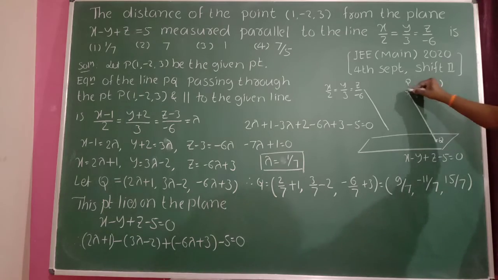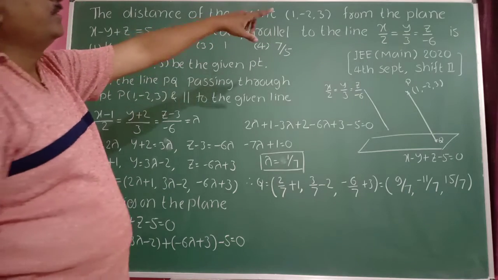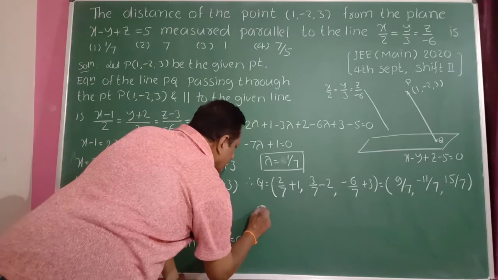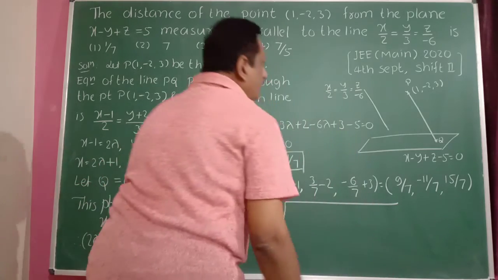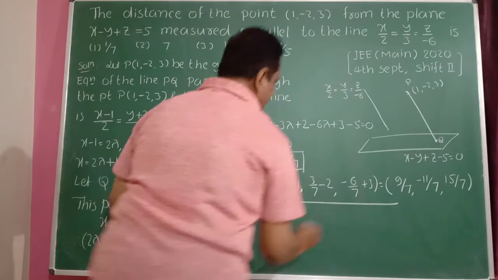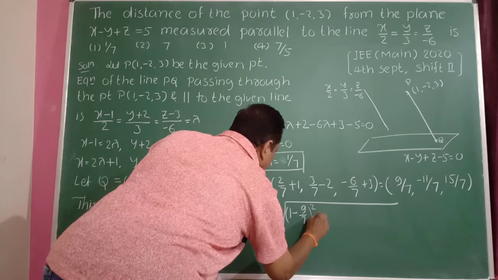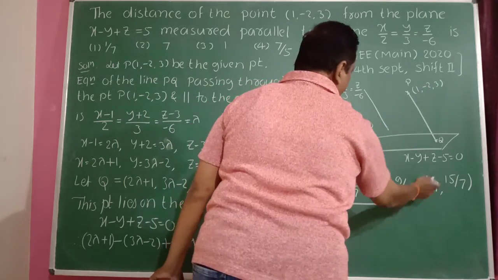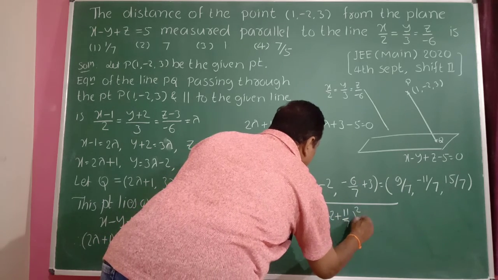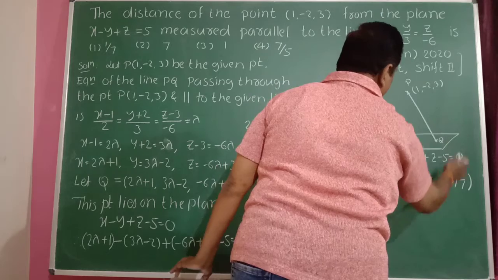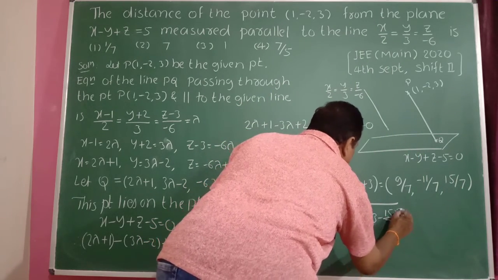Here we want the distance PQ, the distance of the point (1, -2, 3) from the plane. Therefore, PQ is equal to, using the distance formula, the root of (1 - 9/7) squared plus (-2 + 11/7) squared plus (3 - 15/7) squared.